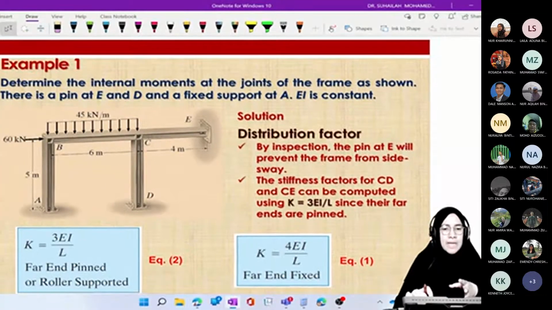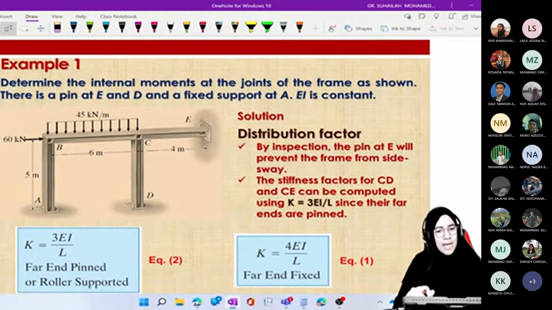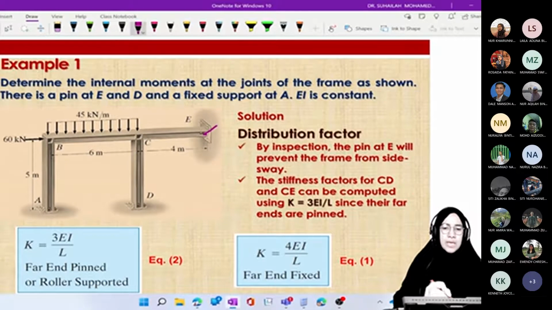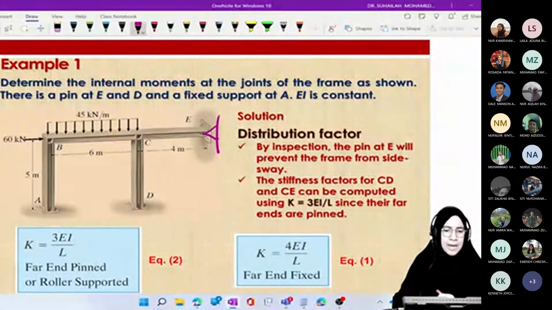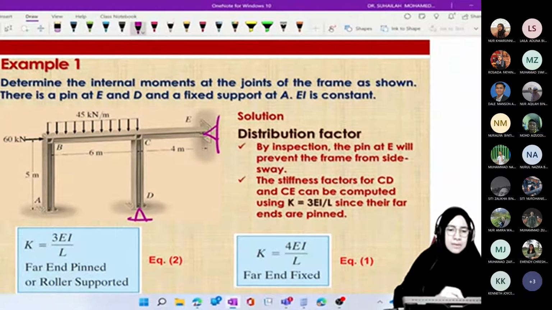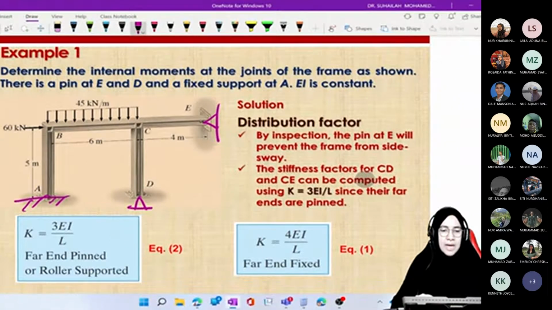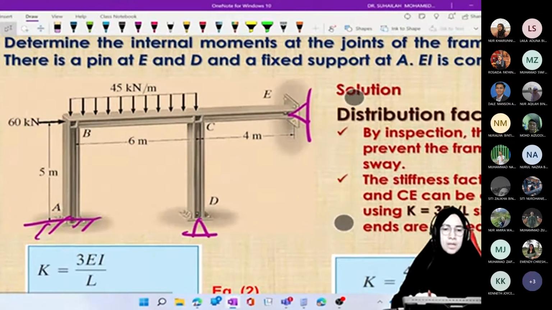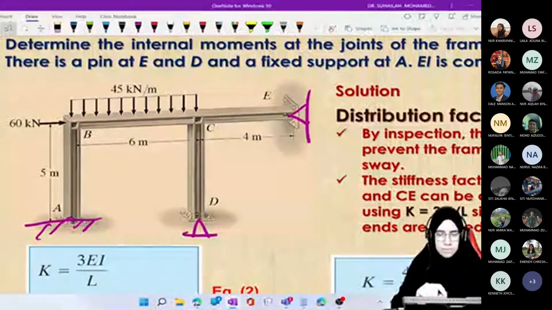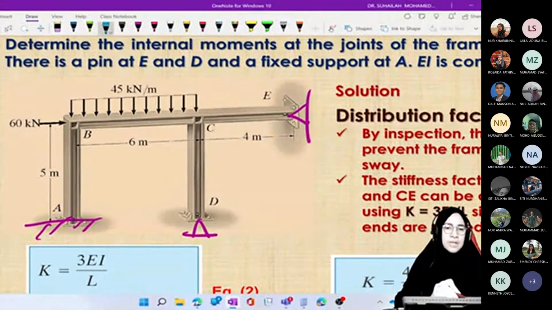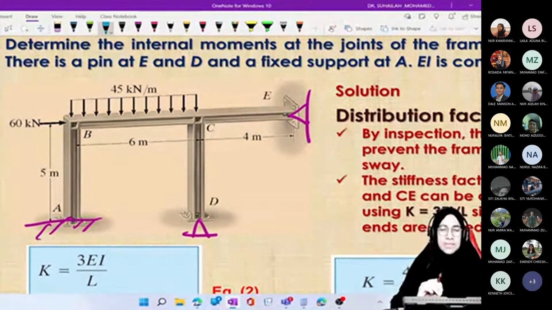So determine the internal moment. Internal moment means the member end moment at the joints of the frame as shown. There is a pin at E and D, and fixed at A. EI is constant. We go through this quite fast because after this we want to move to sidesway frame analysis.